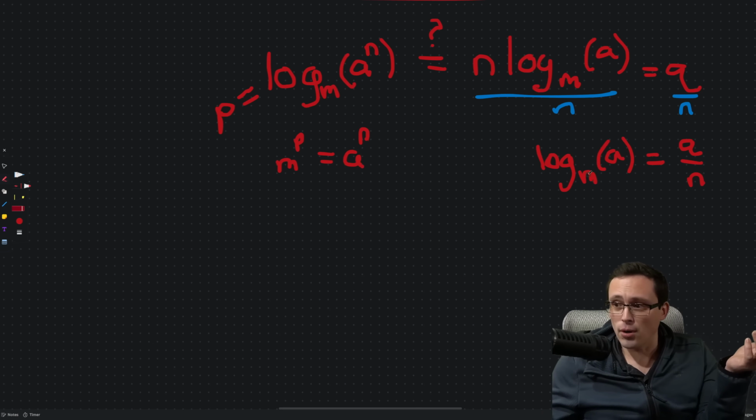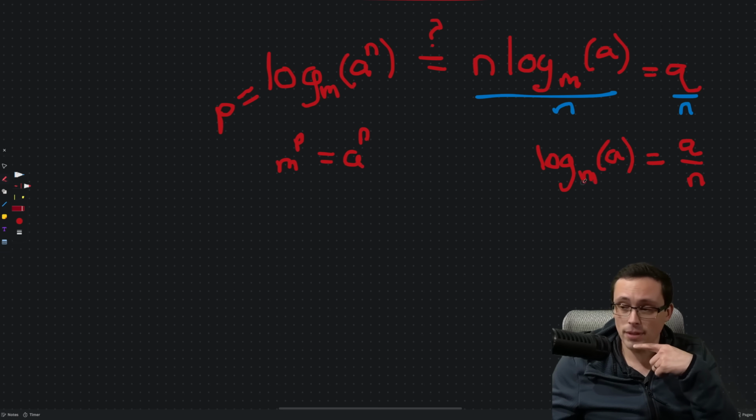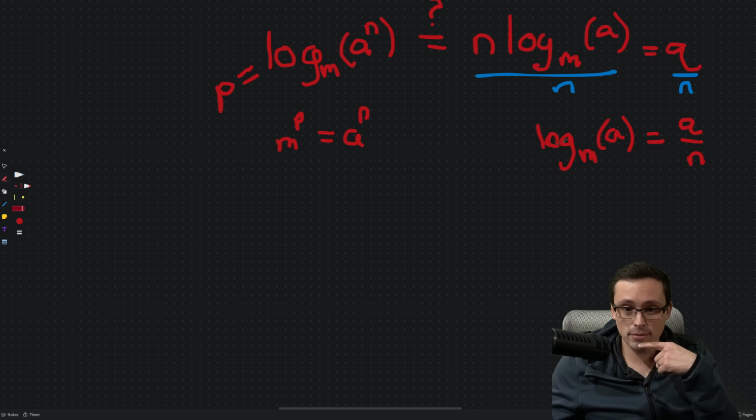Okay, so now I should be able to write this as an exponential, because remember, all log means is an exponent. So this just means that the exponent that I use on a base of m to get a is q over n. So that means that if I have a base of m and I use the exponent q over n, that this would be equal to a.